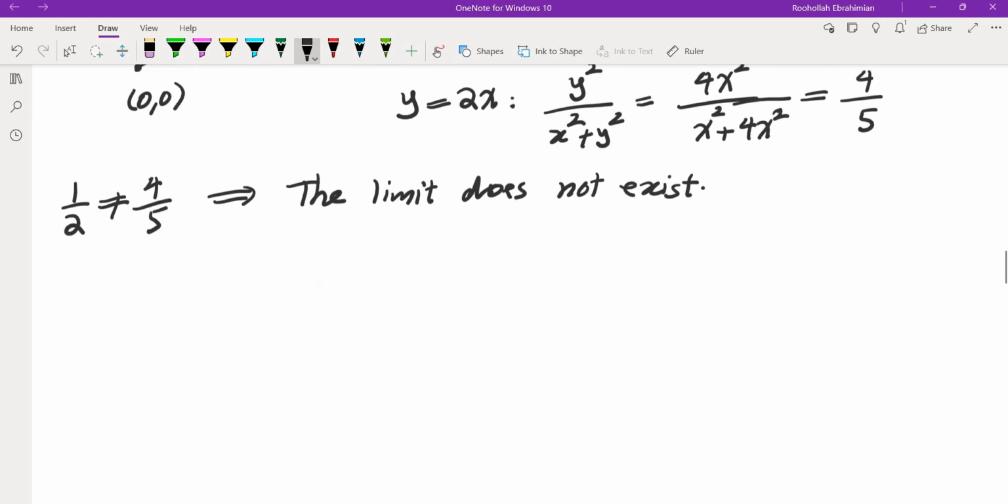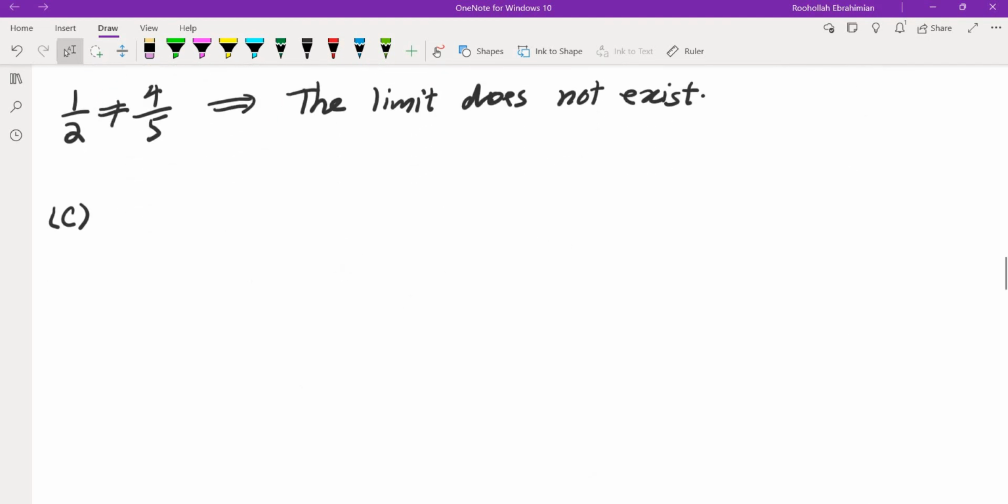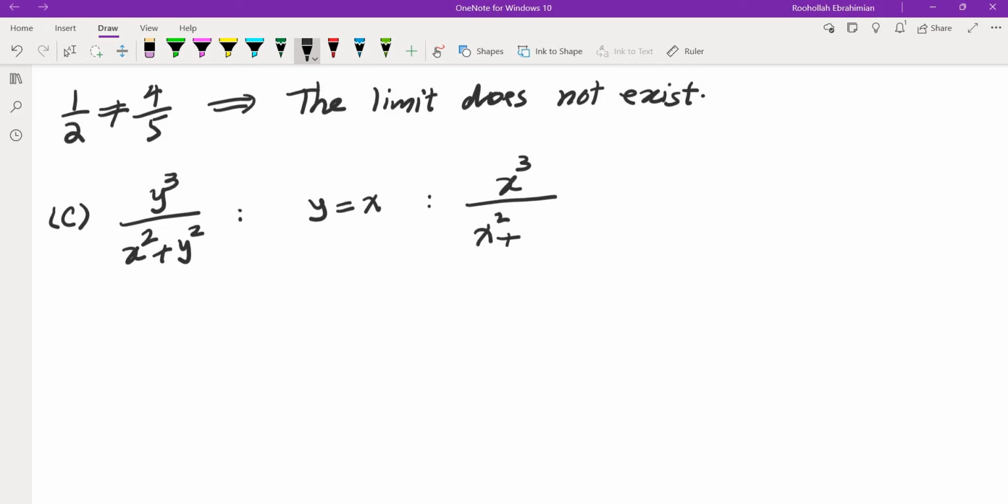Okay, so let's look at one more example. This one is y cubed over x squared plus y squared. So how do we deal with this one? Let's try the same thing. So the function was y cubed over x squared plus y squared. Let's plug in different lines and then see what we get. So if y equals x, we get x cubed over x squared plus x squared, which is x cubed over 2x squared, which is x over 2. Now xy approaches the origin, which means this approaches 0. Let's try something else. y equals 2x.